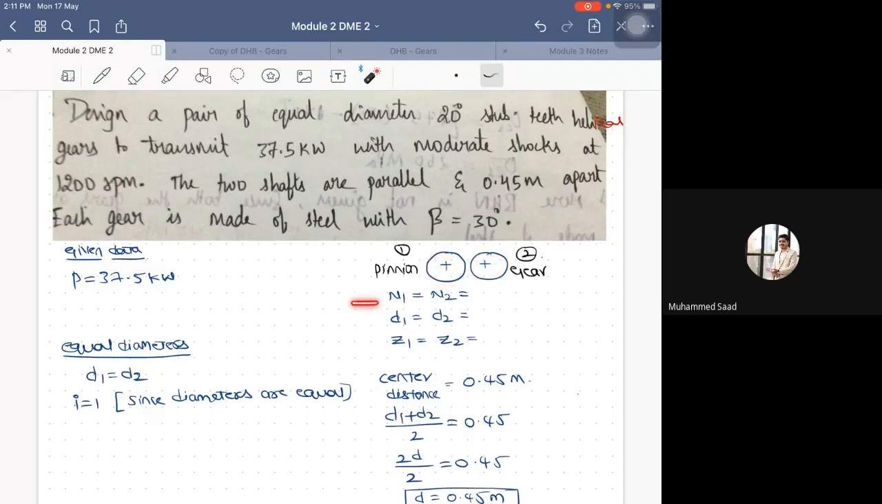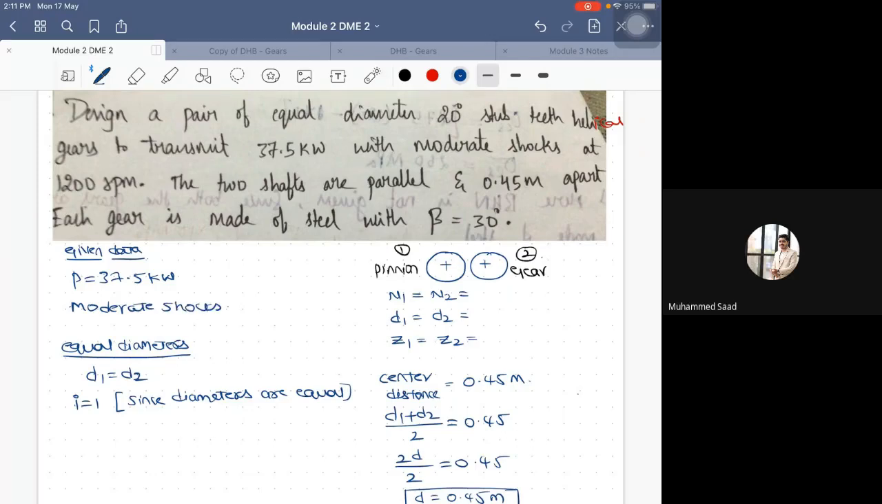I have mentioned both are of equal size, pinion as well as the gear. So N1 is equal to N2, D1 is equal to D2, and Z1 is equal to Z2. And that's why the value of i is equal to 1, because both are of the same diameters. With the moderate shocks, so the word moderate shock he has used. So I would just write moderate shocks.